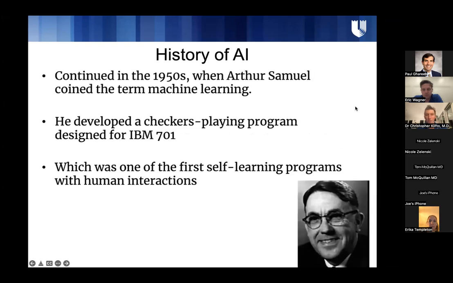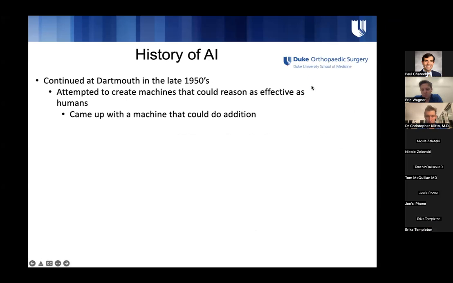And then that continued with this guy named Arthur Samuel, and he coined the term machine learning. He actually developed for IBM the first self-playing checkers program. And it was the first time that a program was able to self-learn how you played and actually play against you, which was a really cool little bit of history.